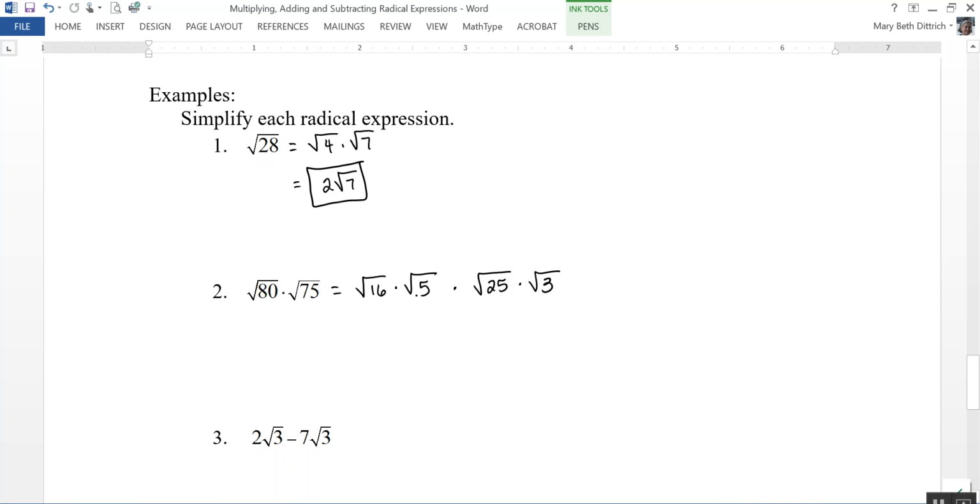So square root of 80 is square root of 16 times square root of 5, square root of 75, square root of 25 times square root of 3. This simplifies to 4 square root of 5, because the square root of 16 is 4. This simplifies to 5 square root of 3. And since I'm multiplying, I don't have to have the same square roots. I don't have to have the same radicand. So now I can just multiply the numbers out front. 4 times 5 is 20. I can multiply my two square roots. Square root of 15. So square root of 80 times square root of 75 simplifies to 20 square root of 15.